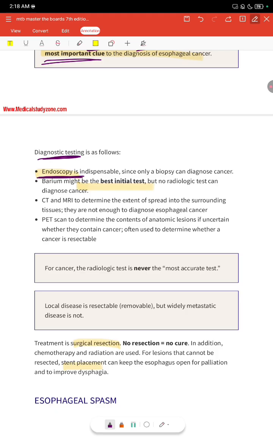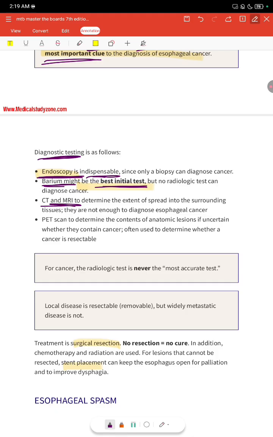Diagnostic testing is as follows. Endoscopy is indispensable, since only a biopsy can diagnose cancer. We already studied that point. Barium might be the best initial test, but no radiologic test can diagnose cancer. It's just that barium study is the best initial test that we've got. But the final diagnosis will be made through biopsy, and that needs endoscopy.